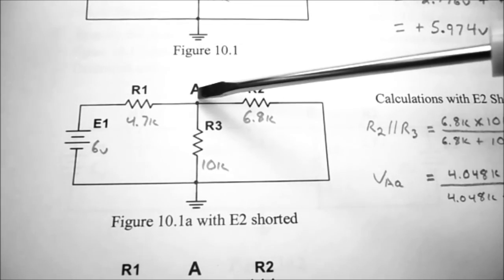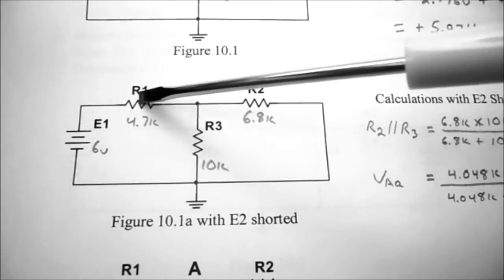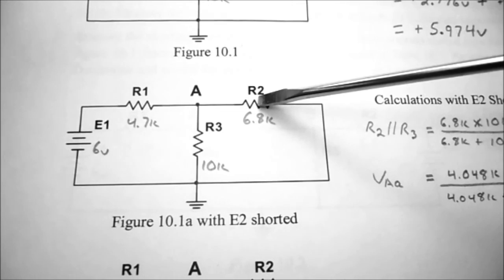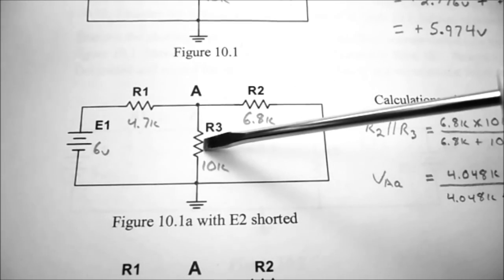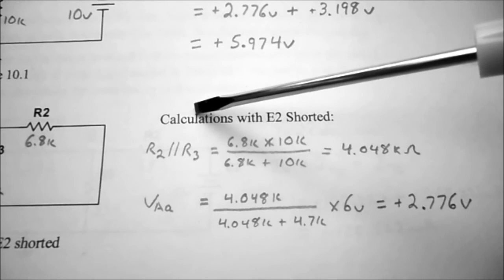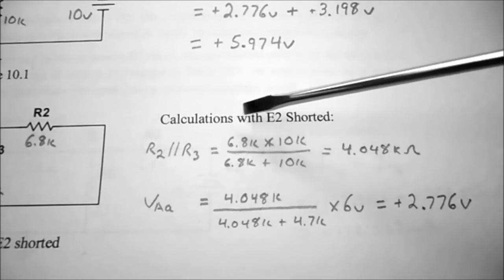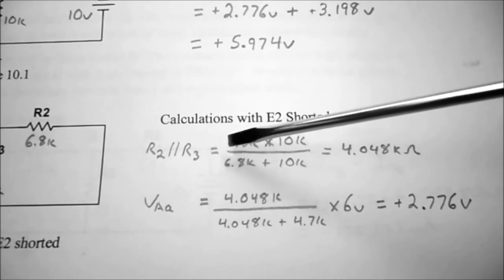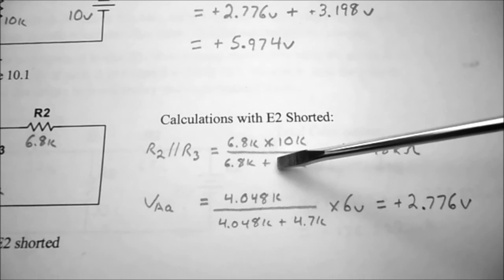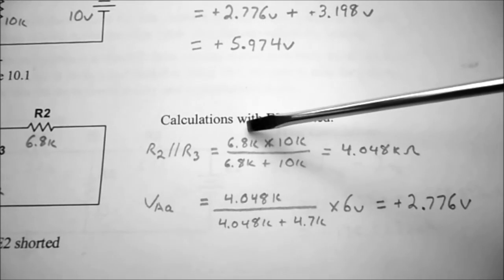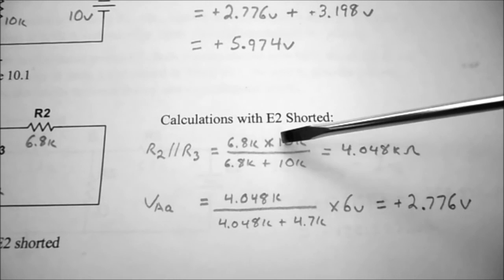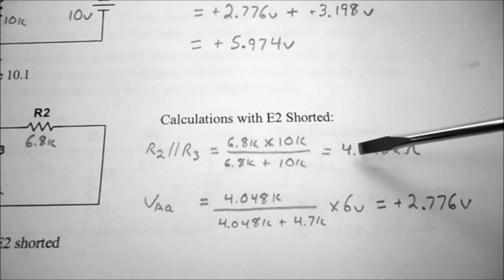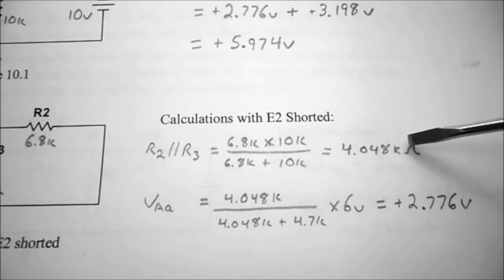To find the voltage at point A, we can use voltage divider law, but first we need to find the equivalent resistance of R2 in parallel with R3. So looking at the calculations with E2 shorted, we need to find out what R2 in parallel with R3 is. We're going to use the product over the sum calculation: 6.8K times 10K divided by 6.8K plus 10K, and that works out to 4.048K ohms.